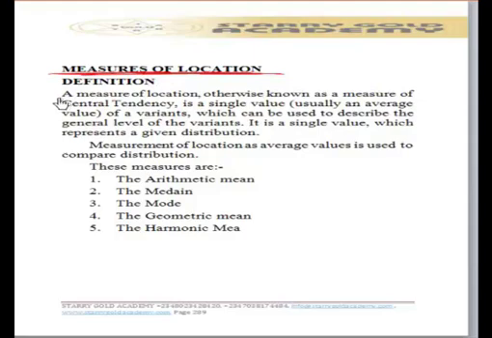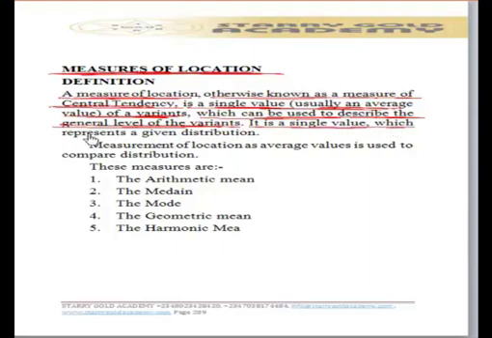So when we talk about a measure of location, like I said, it is otherwise known as a measure of central tendency. It is commonly regarded as a single value, which is usually an average value of the variance, and this can be used for the purpose of describing the general level of the variance in any given statistical data. This is usually a single value, and it represents a given distribution in any statistics.